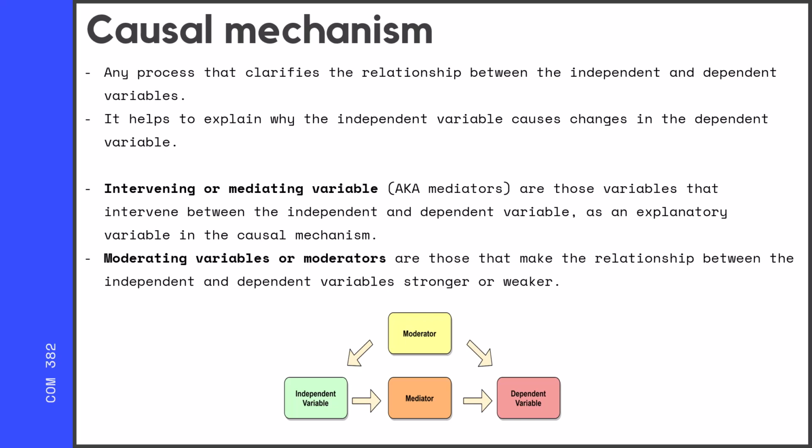A moderating variable in this case could be the student's prior experience with meditation. If some of the students have prior experience with meditation, they might be more receptive to this mindfulness training, and it might have a stronger effect on their academic performance compared to the students who never did meditation before. So by identifying the causal mechanism and intervening and moderating variables, we better understand the relationship between the independent and dependent variables in this particular model.